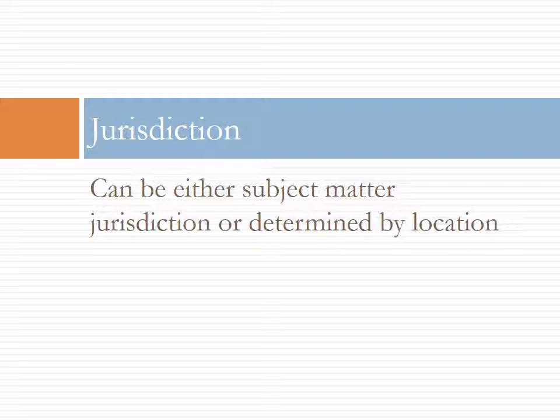So a court can have a specific geographical location where it has jurisdiction. For example, there might be a county court, and the county court can only make rulings within that county. Or it may be a statewide court, in which case the court may have what's called statewide jurisdiction, meaning they can make rulings concerning actions anywhere in the state.